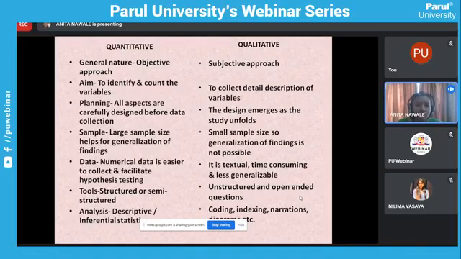Next is tools. Structured or semi-structured tools are used in quantitative. For example, we use the questionnaire, the Likert scale, the observation checklist, etc. Whereas in qualitative, you cannot have fixed methods of measurement or tools. Here we need unstructured and open-ended questions where the participants will tell you their experience in detail. Analysis in quantitative we do in a descriptive form, or with inferential statistics. We use mean, median, mode, then chi-square, then t-test, etc., where you have calculations. Whereas in qualitative, we do not use these methods. We use coding, indexing, narrations, diagrams, etc.